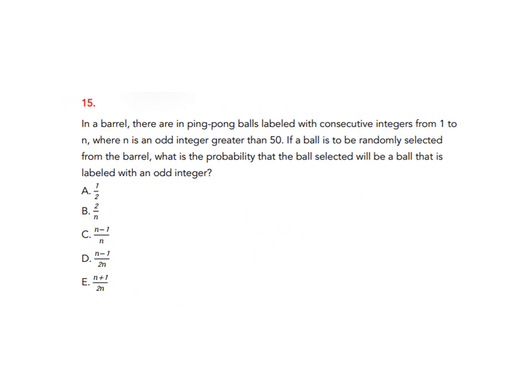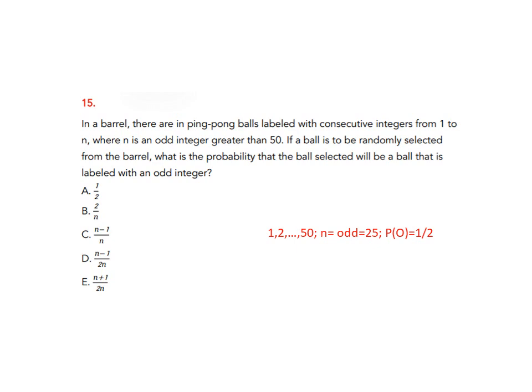Let us solve question number 15. In a barrel, there are n ping pong balls labeled with consecutive integers from 1 to n, where n is an odd integer greater than 50. If a ball is to be randomly selected from the barrel, what is the probability that the ball selected will be labeled with an odd integer? We can solve it in both a conceptual and a numerical way.